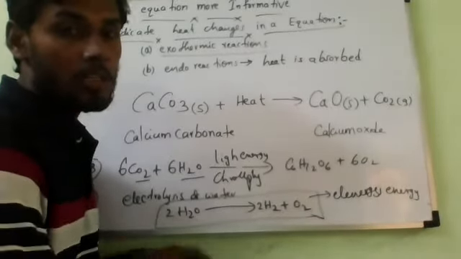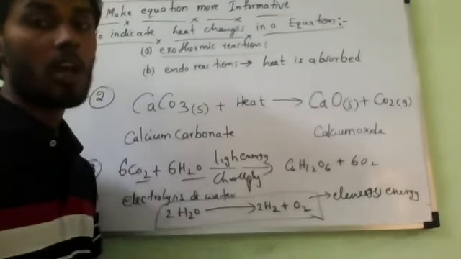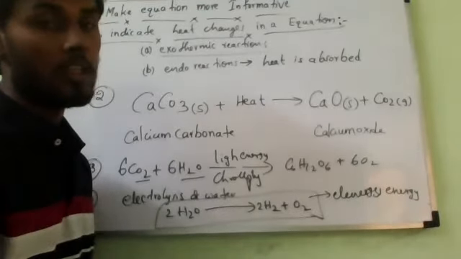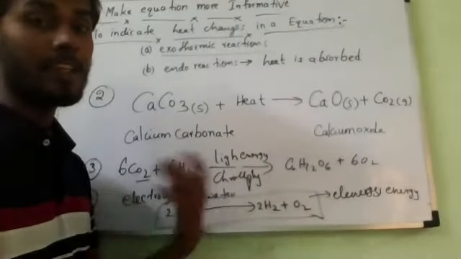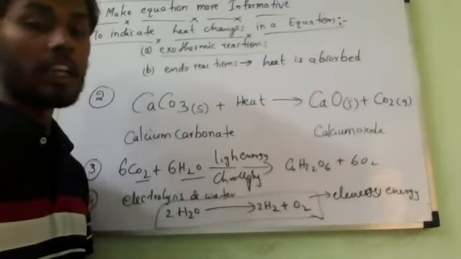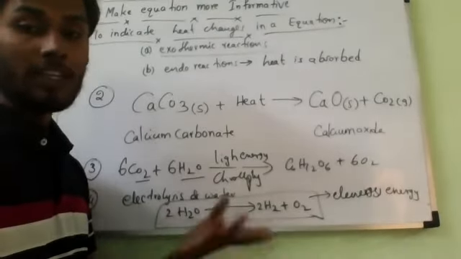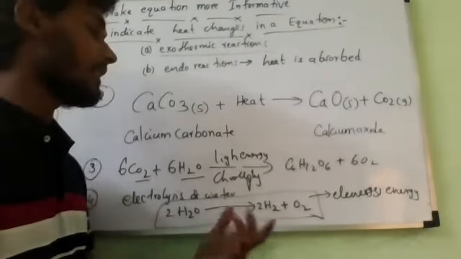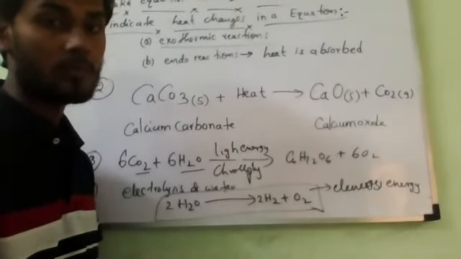So this is all about the energy which can be given out or absorbed in chemical reactions in the form of heat, light, and electricity. If heat is released or light is released or electricity is released, then that reaction is called an exothermic reaction. If heat is absorbed or light is absorbed or electricity is absorbed, then that equation is called an endothermic reaction. Is it okay? Yes, sir.